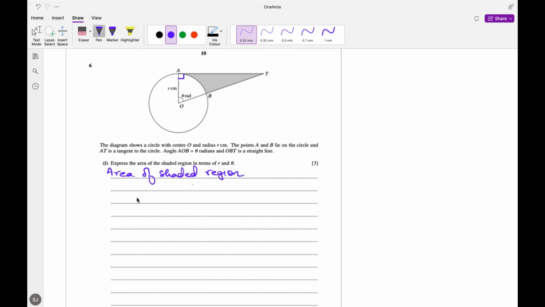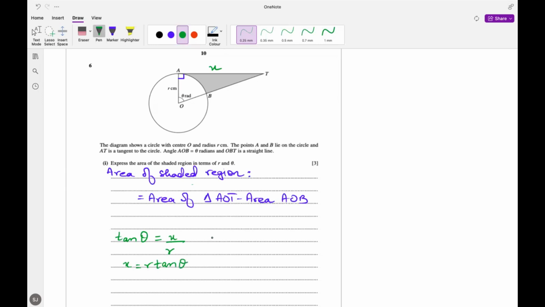So we can write it as the area of triangle AOT minus the area of the sector AOB. Now, to find the area of the triangle in terms of r and theta, we have the length of AO. To find the length of AT, which will be the base of the triangle, we can use tan. Let's say this is x, so tan theta is opposite over adjacent, so tan theta will be x upon r. So the value of x will be r tan theta.